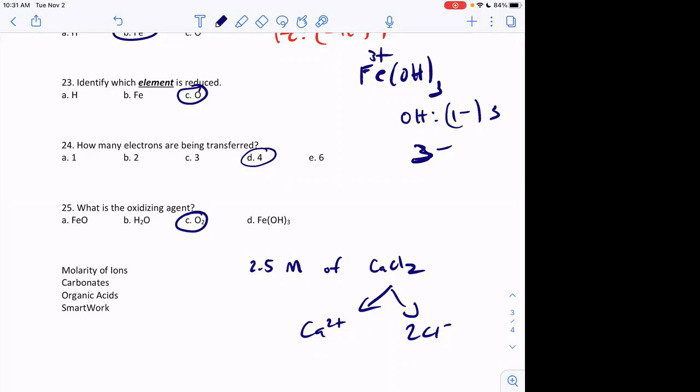So what's the molarity of the calcium ions? 2.5. And what's the total molarity of ions in solution? 7.5. If you ask the total molarity of ions, it's 5 molar chloride and 2.5 molar calcium. So you have 3 ions for every 1 calcium chloride. So it's 3 times 2.5.